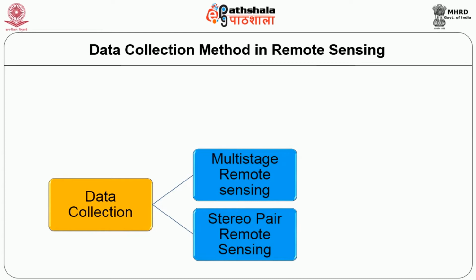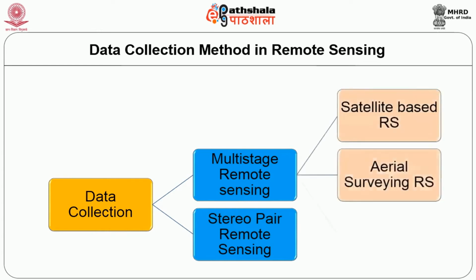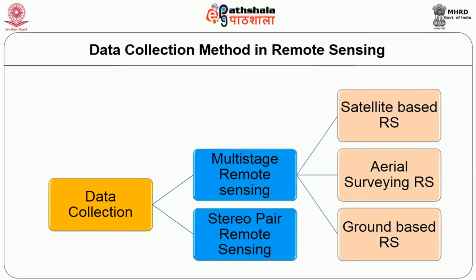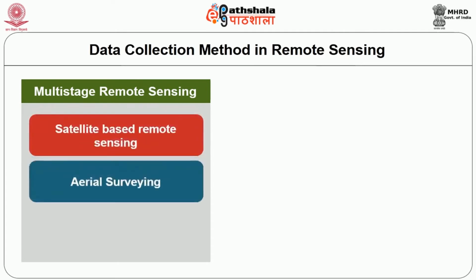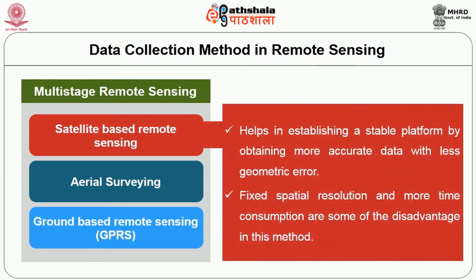What is multi-stage remote sensing? At different stages, the images are captured based on the reflection the object gives. There are three different classifications of data collection in multi-stage remote sensing. The first one is satellite based remote sensing, the second one is aerial surveying remote sensing, and the third one is ground based remote sensing. Let us go to satellite based remote sensing. Satellite based remote sensing often helps in establishing a stable platform by obtaining more accurate data with less geometric error. Fixed spatial resolutions and more time consumption are some of the disadvantages of this method.